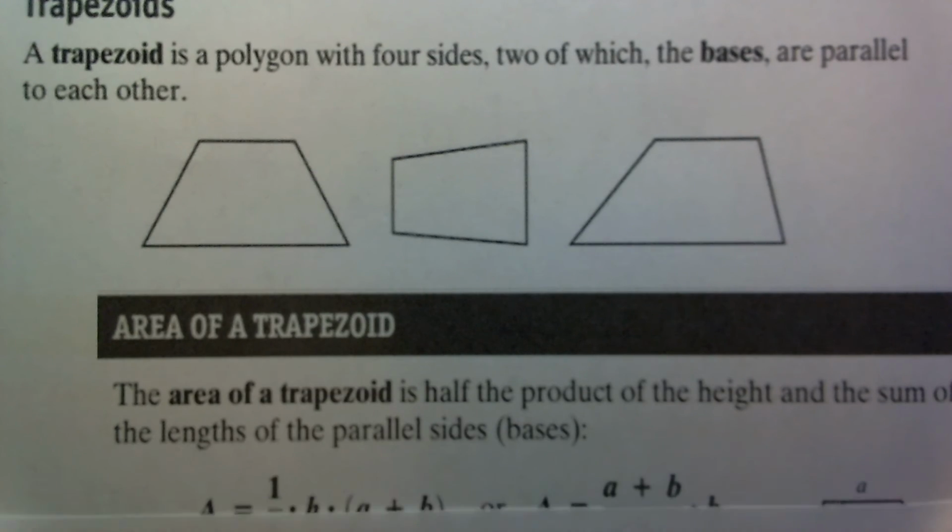And we compute the area of a trapezoid as follows. It's half the product of the height and the sum of the lengths of the parallel sides, the bases. So 1/2 times the height. The height is usually pretty obvious, and then the bases a plus b, or the area is equal to a plus b divided by 2 times the height. Whatever formula works best for you.